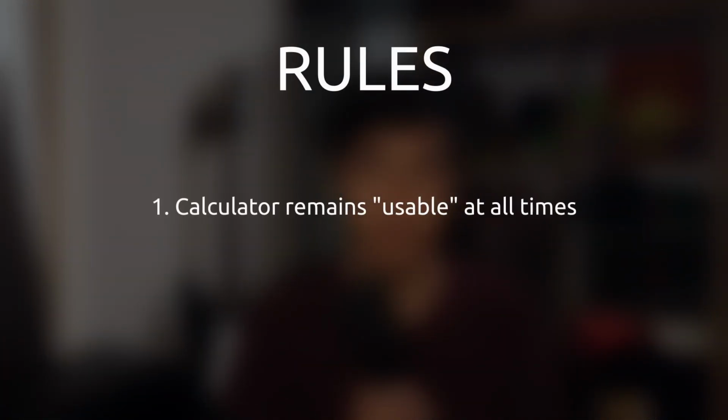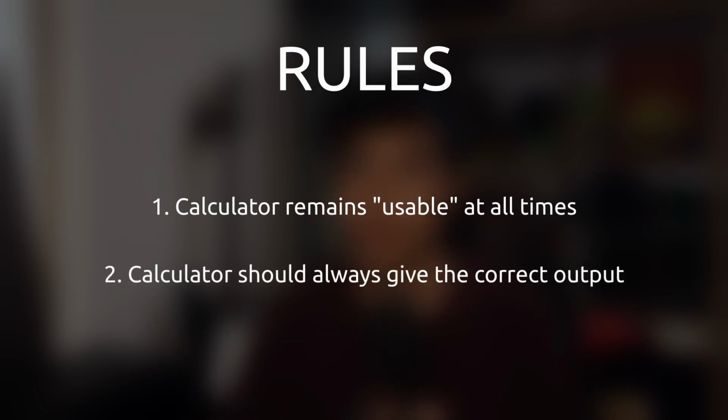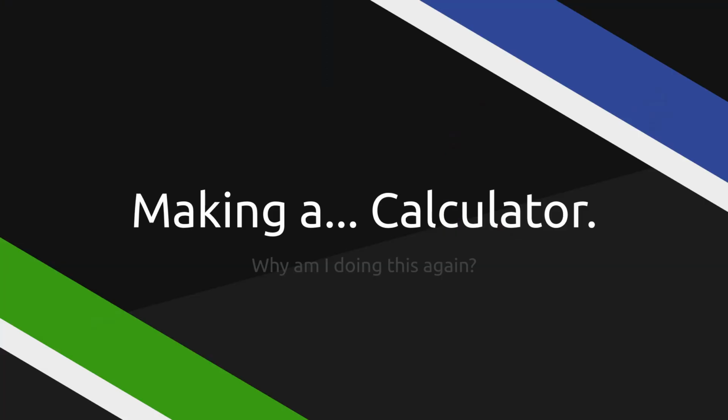Now I think some good criteria to lay out for this challenge is that 1. No matter how poor the user experience becomes, the calculator remains usable at all times. All of the buttons should always be accessible, and you should be able to input any equation you'd like at any point. And 2. The calculator always gives the right output, because otherwise, it's just not a calculator. So with that out of the way, let's begin.